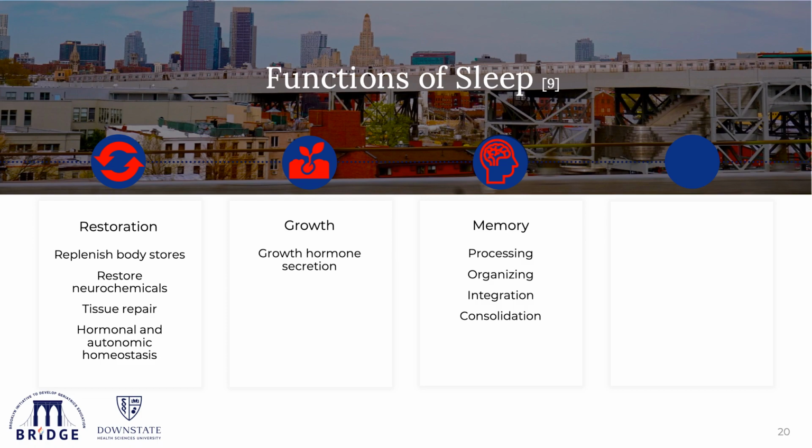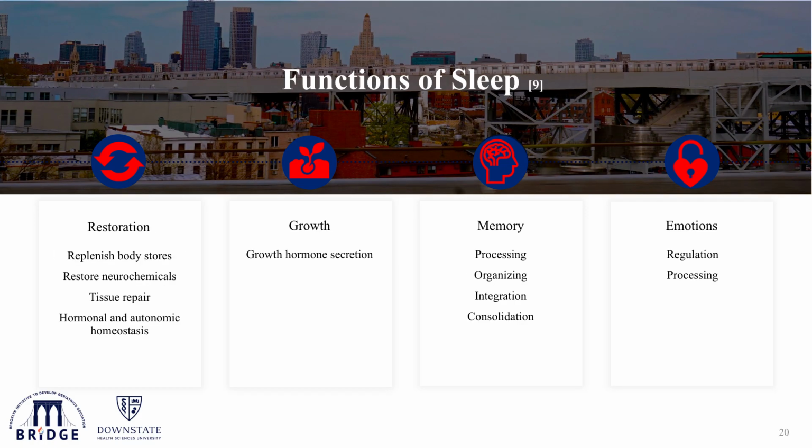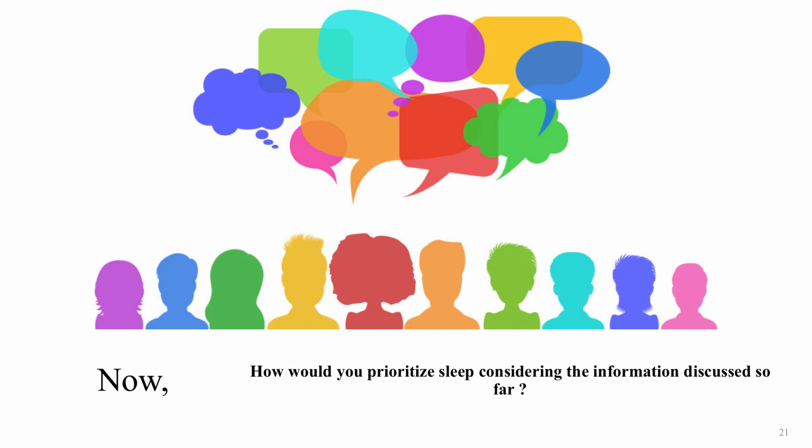Memory. We need our sleep to process, organize, integrate, and consolidate our memories. Imagine your memory like a closet that needs to be sorted, needs to be categorized. And that exactly happens when we're sleeping. Last but not least is our emotions. Sleep is involved a lot with our emotion regulation and emotional processing through dreams and other processes that happen during sleep. So, given what we have discussed already, how would you prioritize sleep considering the information we discussed so far?